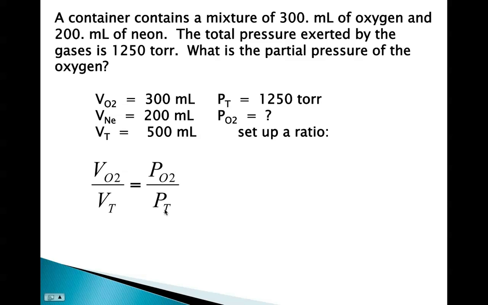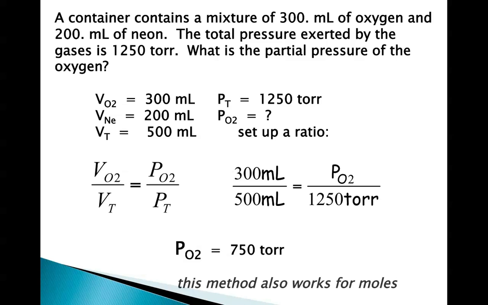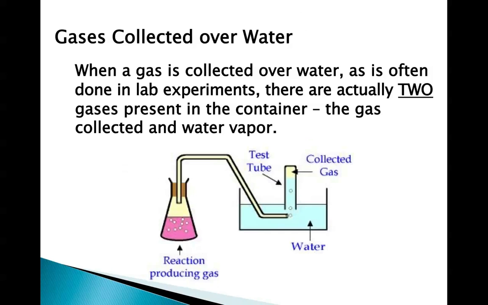Okay, so we're going to go ahead and fill in the values that were given. 300, which is the volume of oxygen, over the total volume, which is 500, is equal to our missing pressure of oxygen over the pressure of the total. So you can see the totals are on the bottom, oxygen's variables are on the top. And then by cross multiplying and dividing, we get our answer, which is 750 torr. And we can go ahead and then calculate the pressure of neon from there. We can also use this if we're discussing moles instead of volume, and we'll do some of those in class.